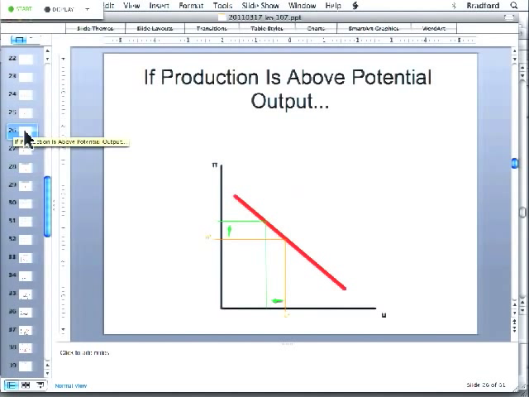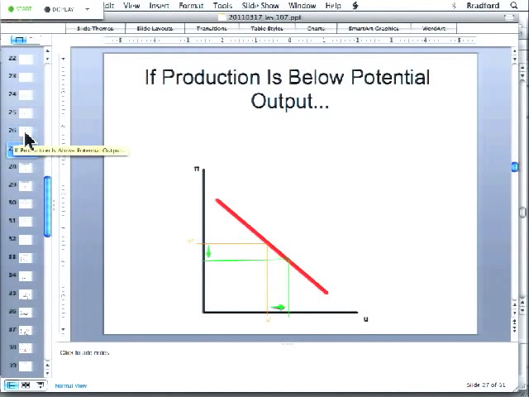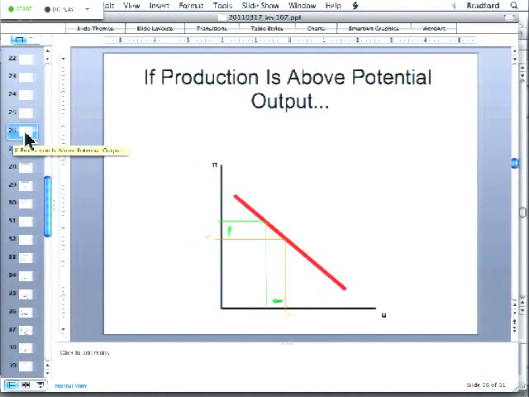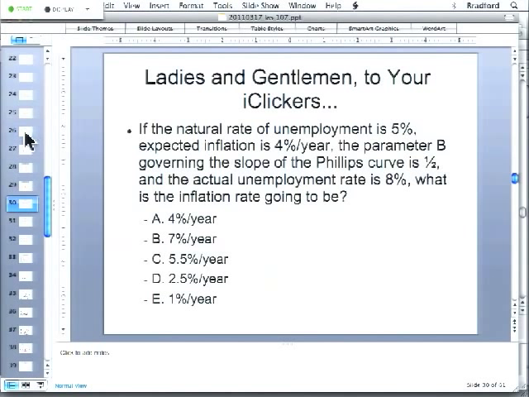What went wrong? What went wrong with the majority answer is that when the actual unemployment rate is high, inflation is going to be lower than its expected value. That the Phillips curve slopes down and not up. That high unemployment goes with low inflation. Low unemployment goes with high inflation, not the reverse. The people doing C got that wrong.